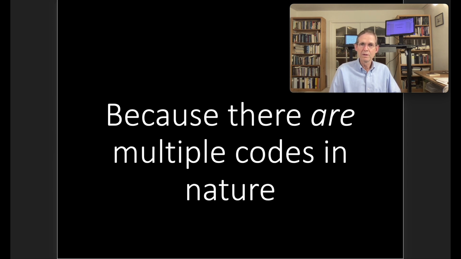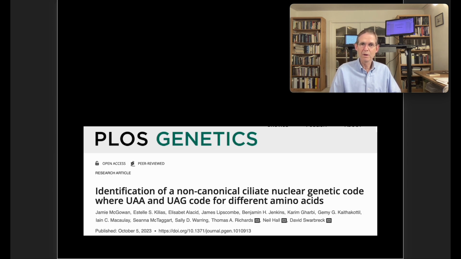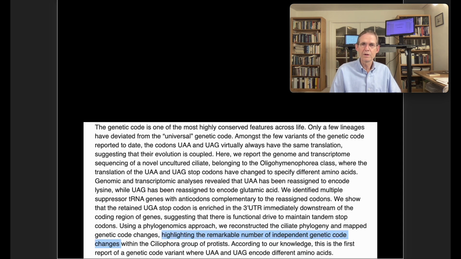How do I know this? Because there are multiple codes in nature. Here's a paper talking about some of the other codes. This highlights the remarkable number of independent genetic code changes. Now this paper, nor anyone else, is saying, oh, wait a minute, evolution must be false. There's multiple codes. So obviously, the theory of evolution does not require a universal genetic code.